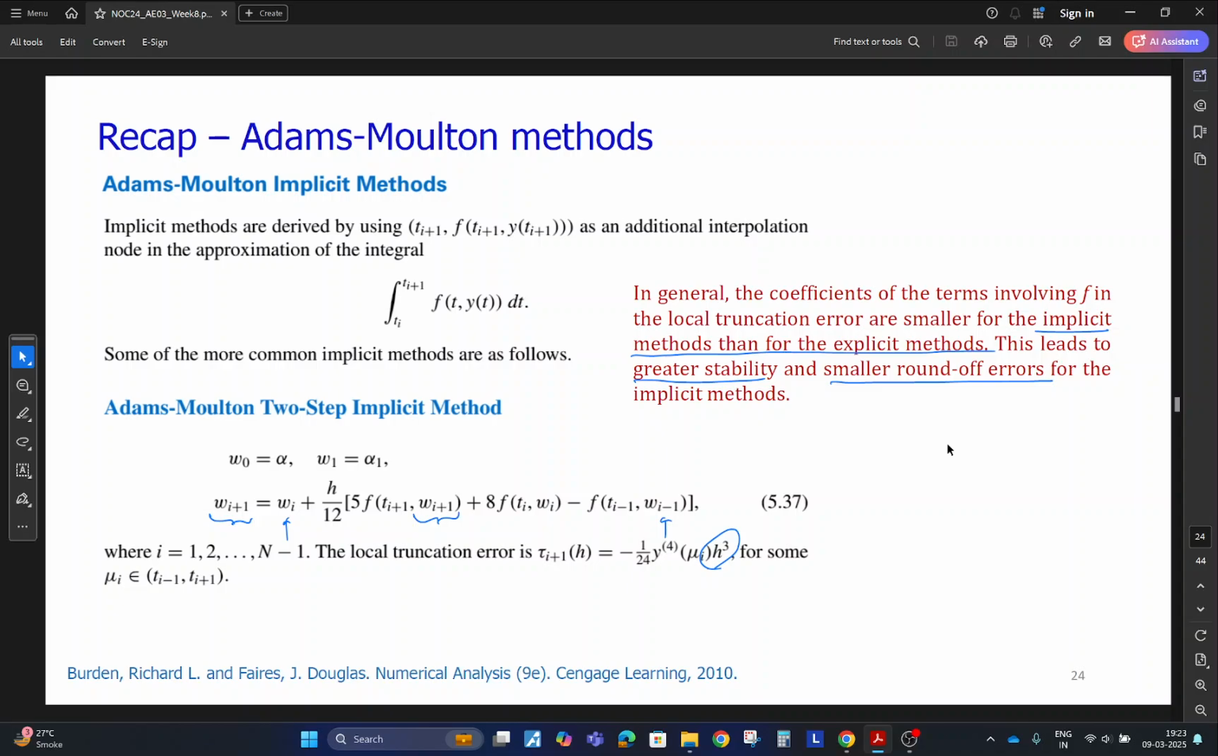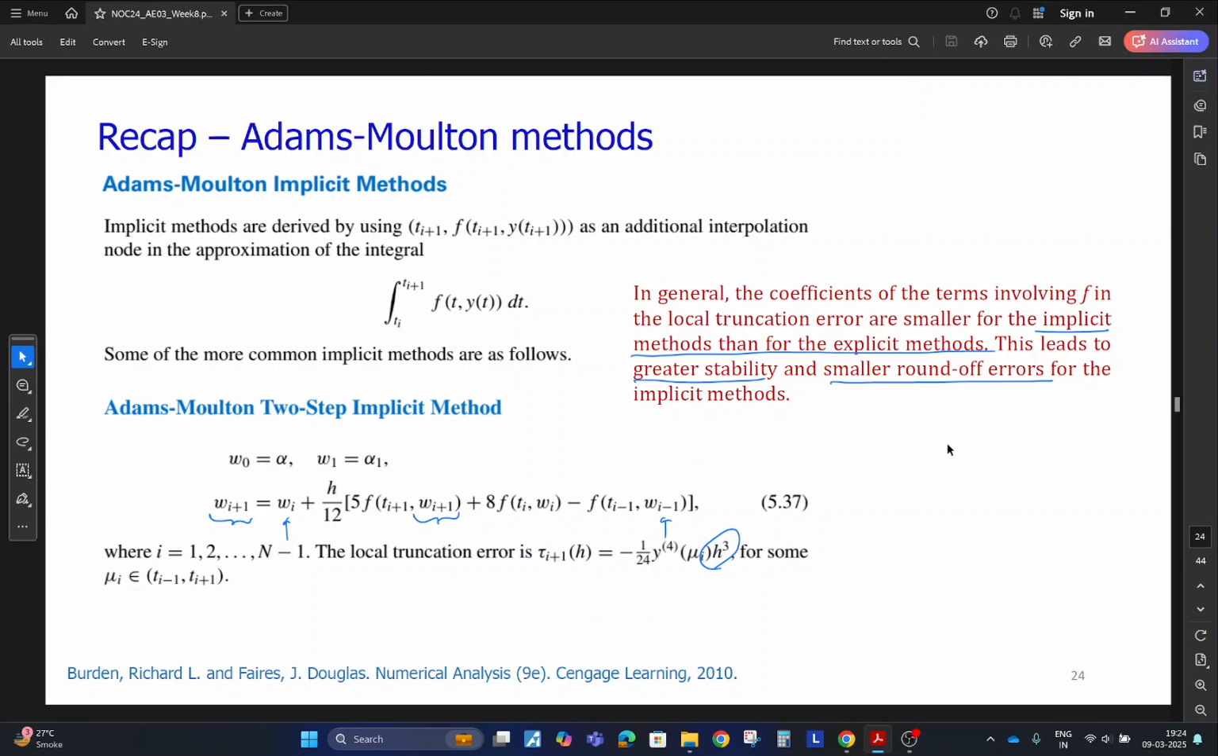And some of the common implicit methods are as follows. First being the Adams-Moulton two-step implicit method, where W0 is alpha and W1 is alpha 1. For the current iterative step, the value of the unknown variable W_{i+1} is expressed in terms of W_i plus h by 12 times, 5 times the value of the function at t_{i+1}, W_{i+1}, plus 8 times the value of the function at t_i, W_i, minus the value of the function at t_{i-1}, W_{i-1}.